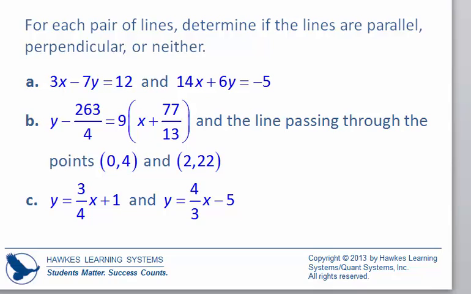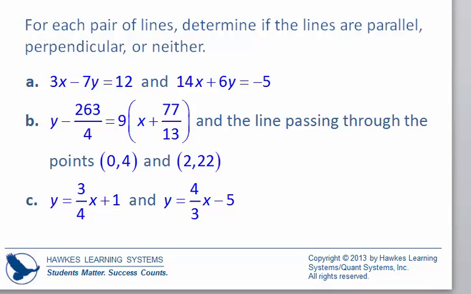Our last example is kind of a summary example for the entire section. It says that we are given two pairs of lines. We want to determine if the lines are parallel, if they're perpendicular, or neither. And the answer to this is going to rest on the slopes. Remember that if the slopes are equal, then the lines are parallel. If the slopes have that opposite sign reciprocal relationship, then they're perpendicular. If they don't meet either of those criteria, then they would be neither.